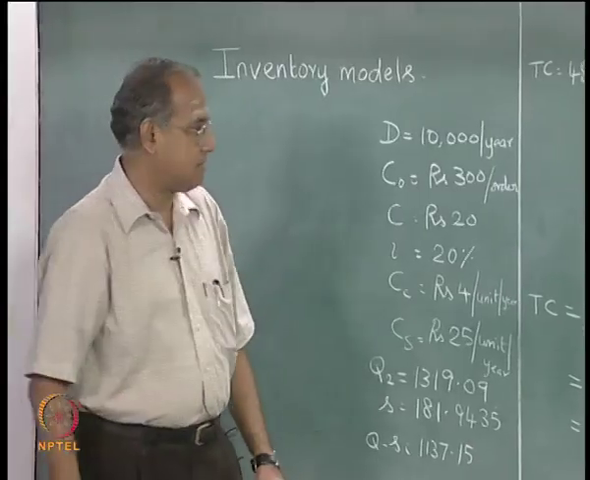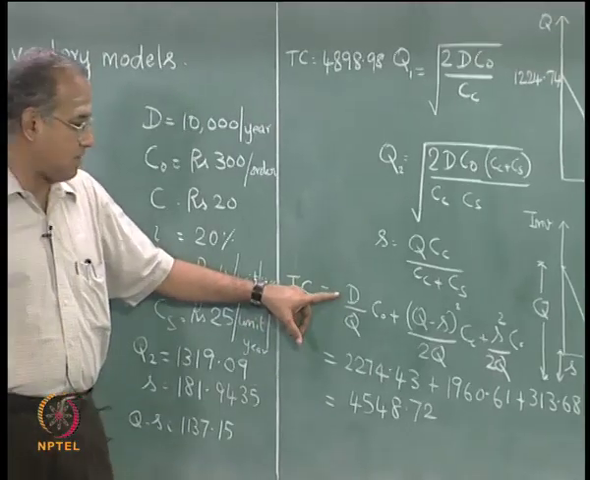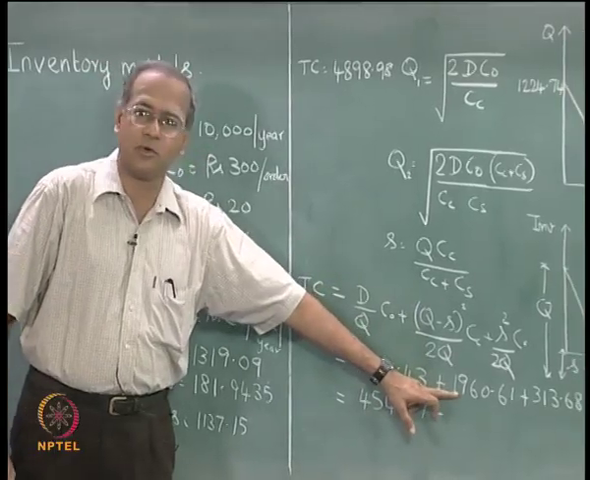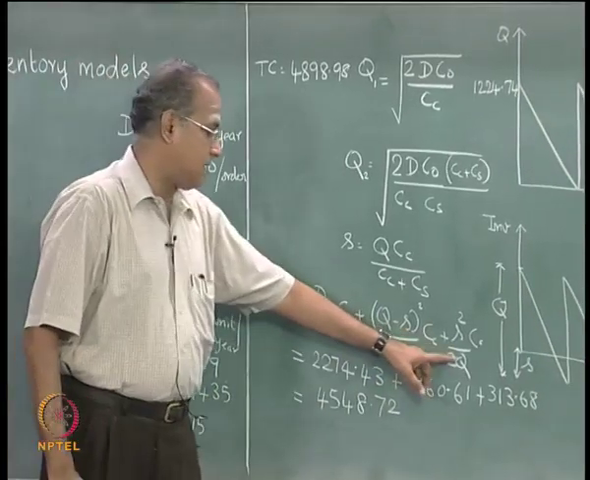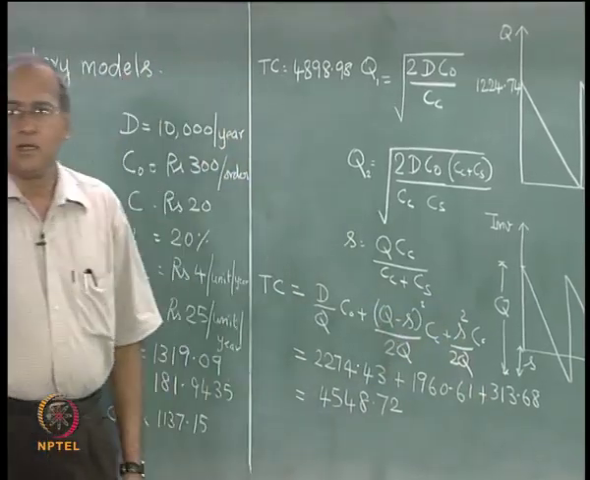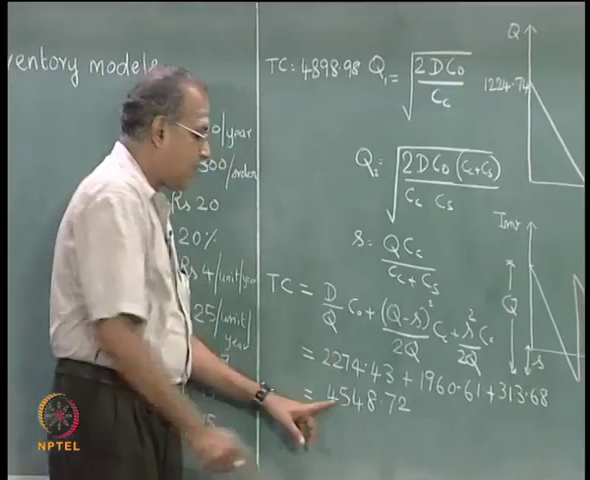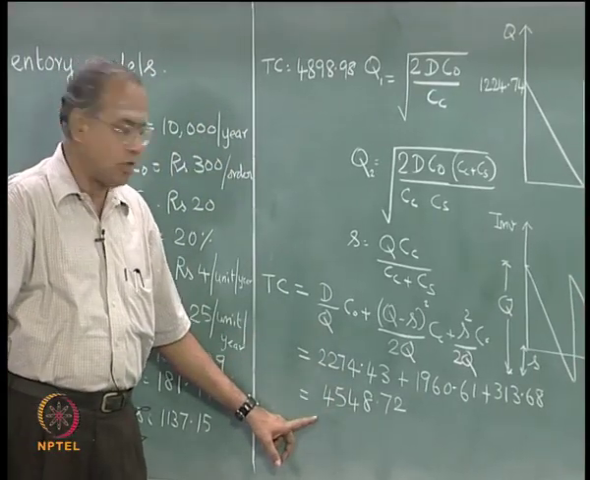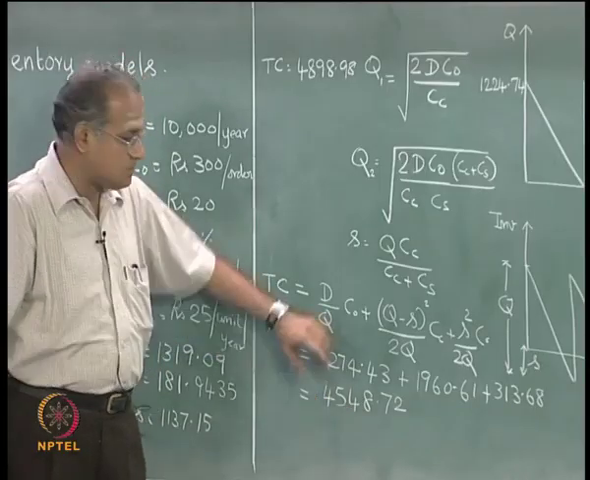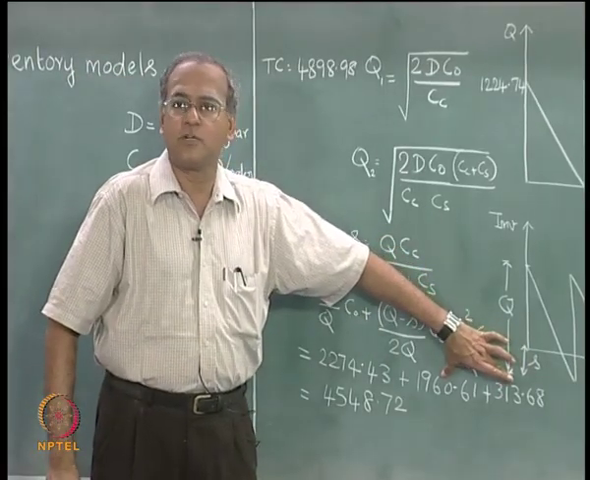Second observation is that there are three components to the total cost. The order cost component is 2274.43, carrying cost component is 1960.6, and the shortage or backorder component is 313.68. We also observe that this 2274.43 is exactly half of the total. Total is 4548.72. This is exactly half of the total. So this contributes to half of it. This contributes to the other half of the total.